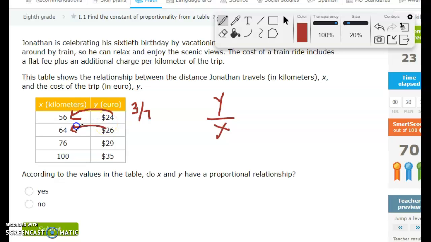Let's try this one. 26 divided by 64, Y divided by X. I'm going to change that to a fraction or decimal. If you don't have that, just compare your decimals. This one is 13 over 32. They are not the same at all. Those are completely different values. So no, this would not be a proportional relationship.